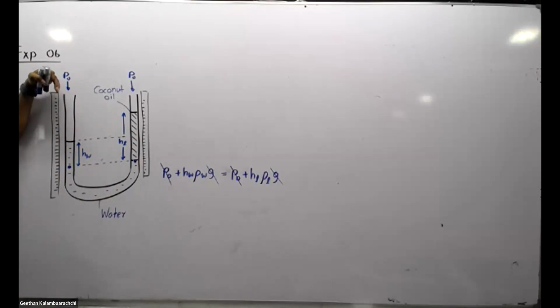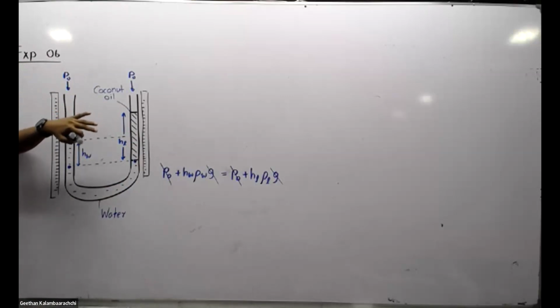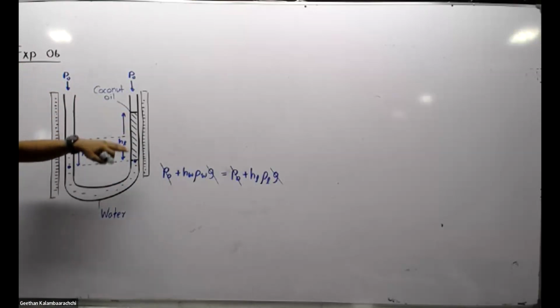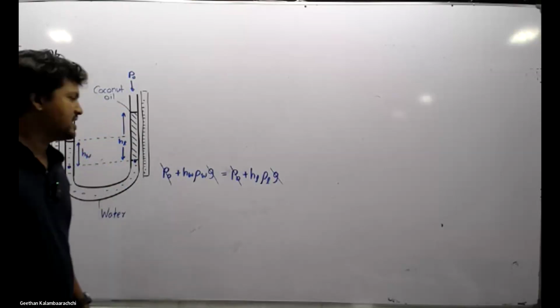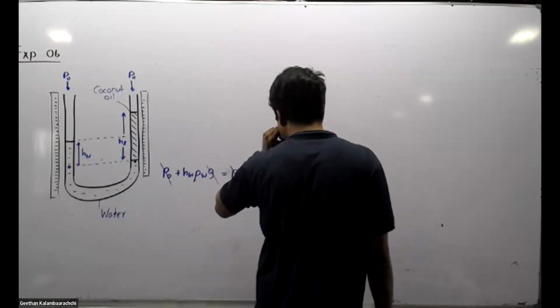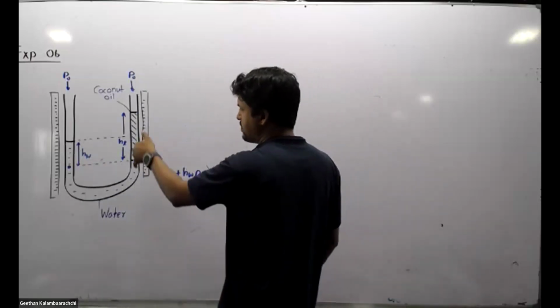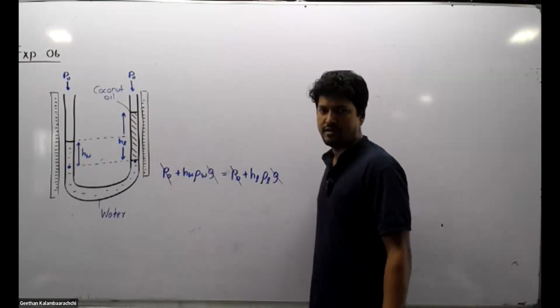Right, so when you add water into this, how can you change HL? HL is exactly the height of the coconut oil arm, right? However much water you add, you cannot change HL. HL will not change. So if you want to change both HL and HW, you have to put in more coconut oil.